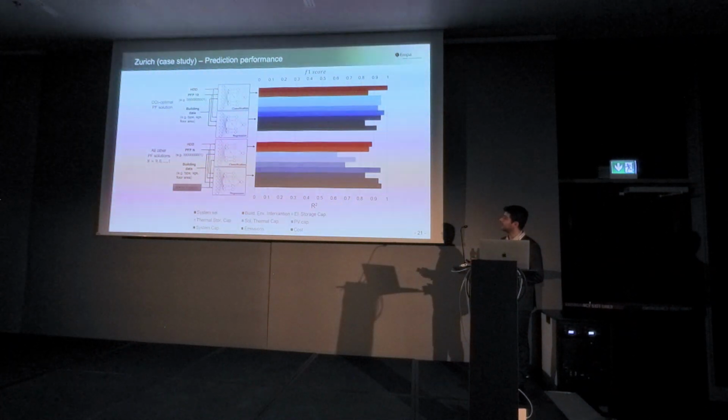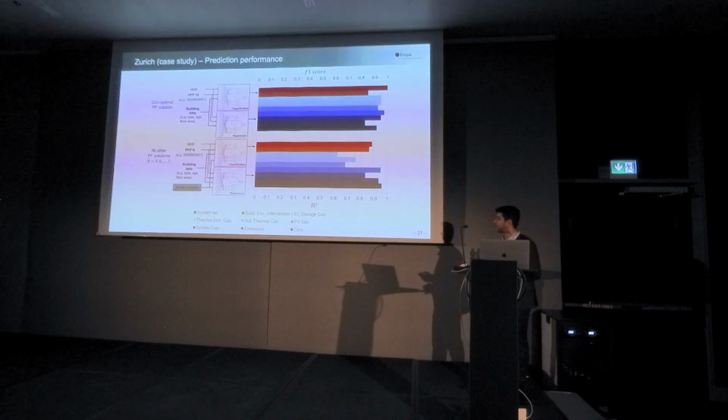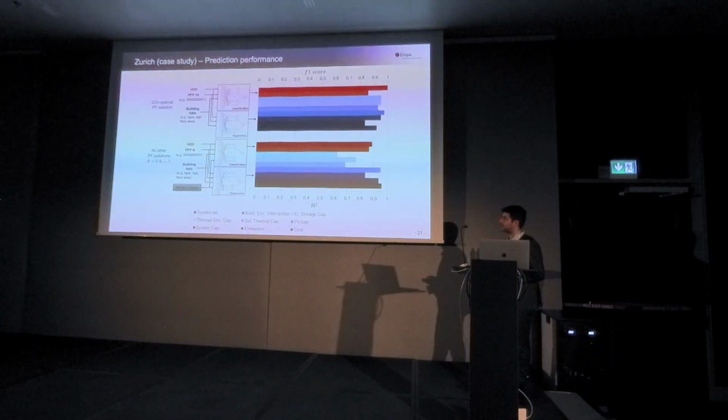On top, we have the CO2 optimal solutions prediction performance, and below we have all the other solutions. The different colors represent the different retrofit dimensions that we want to predict. The blue ones represent the continuous variables, for example, the two objective values, the cost and the emissions, and the other ones, the energy systems capacity, the storage and the renewables capacity, while the red colors represent the different categorical variables, for example, the system selection and the building envelope intervention.